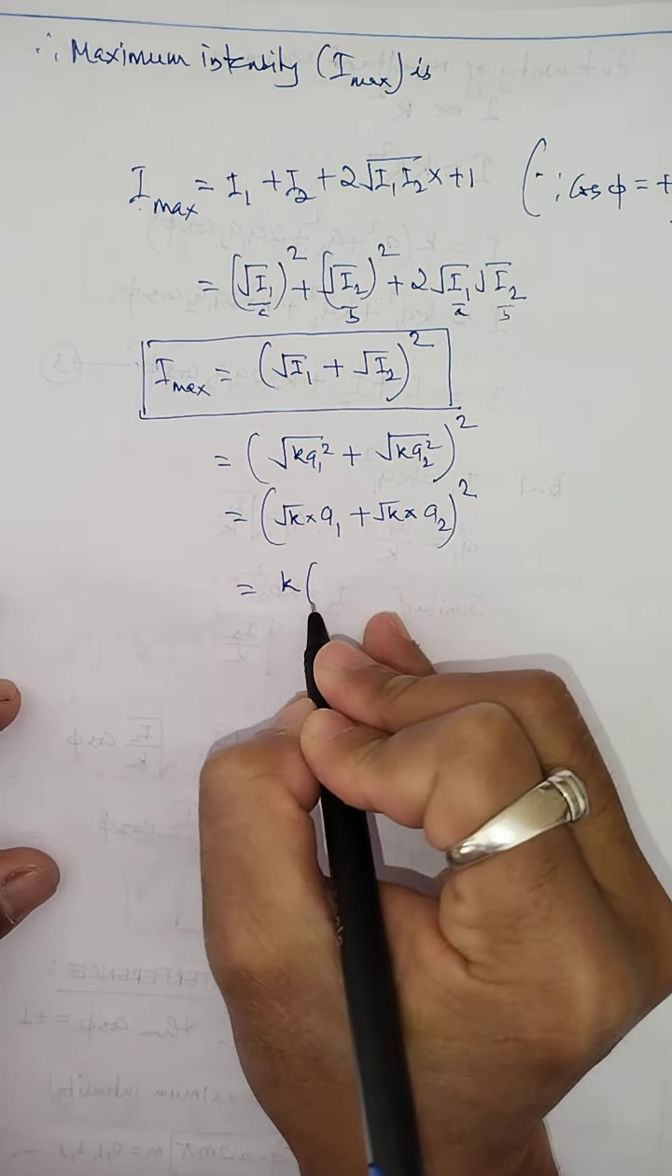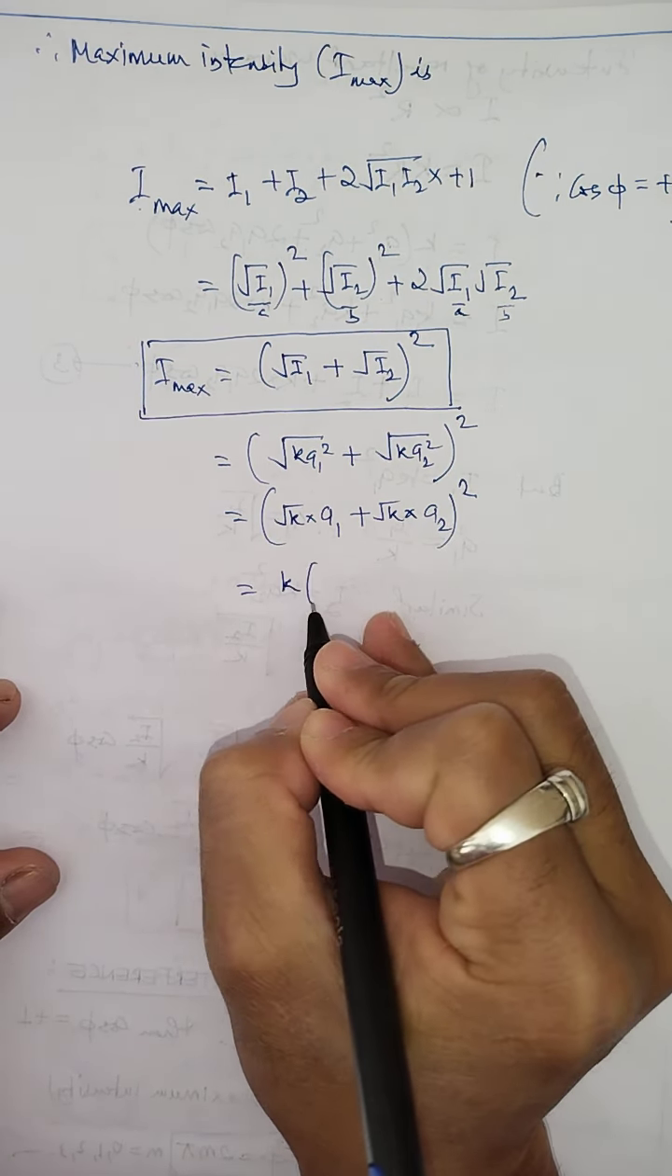So children, look at this. The maximum intensity can also be measured by the relation in terms of amplitude of two waves, by the relation k bracket A1 plus A2 whole square. Okay. Now to get maximum intensity, the phase difference must be 2 m pi. The phase difference must be what? 2 m pi.